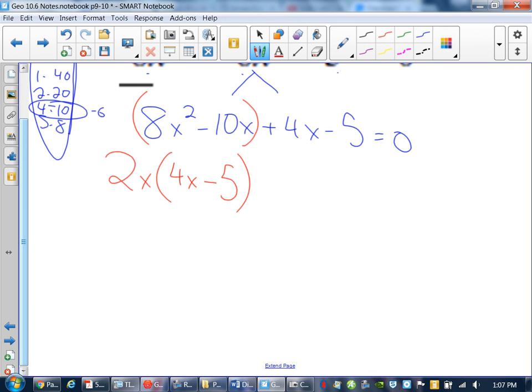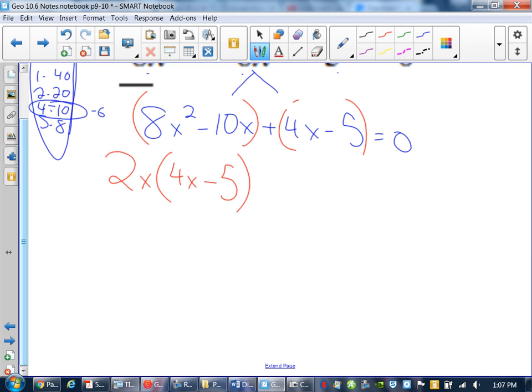Now, if you stop and think for a second, if you were to distribute that 2x back in, you'd get 8x squared minus 10x. You're undistributing. You're factoring out the 2x. You're taking the GCF. You do the same thing on the next part.